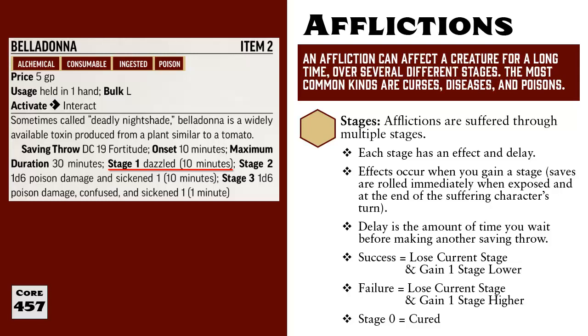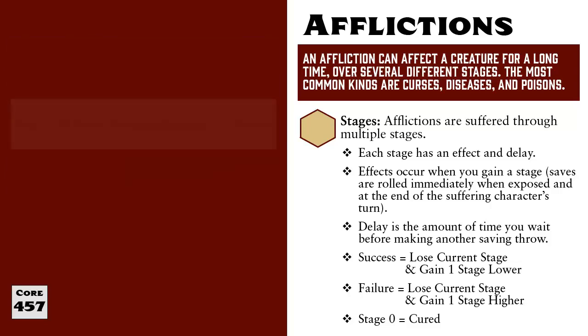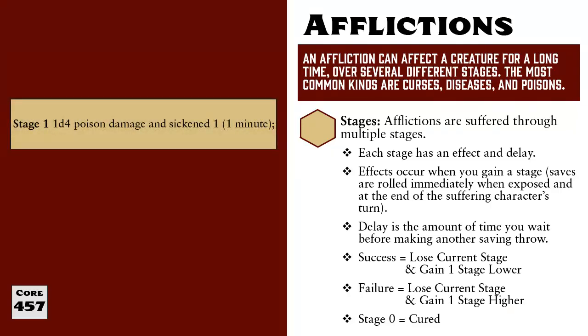You immediately suffer the effects of that stage, and then treat the amount of time in parentheses as another onset period. So if the affliction says Stage 1, 1d4 poison damage and sickened 1, and in parentheses next to that is 1 minute, then as soon as you gain Stage 1, you suffer 1d4 poison damage, you gain the sickened 1 condition, and then nothing else related to the affliction happens for another minute.